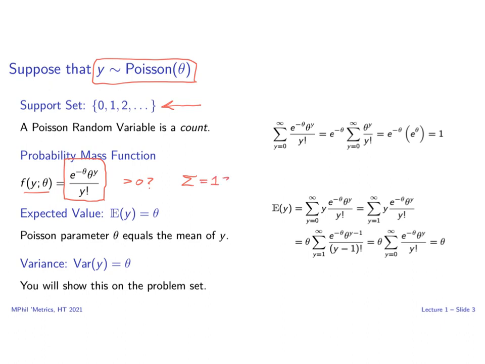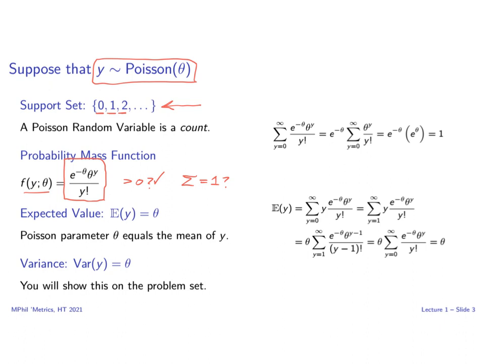So let's take a quick look at the first condition. We can see from the formula that e raised to any power is positive. Now, y factorial is also positive for the y's in this support set. And theta to the y, well, theta we're actually going to restrict to be a non-negative parameter value. We'll talk more about that in a moment. But theta being non-negative, then theta to the y is certainly going to be positive. So indeed, the probability mass function is always positive.